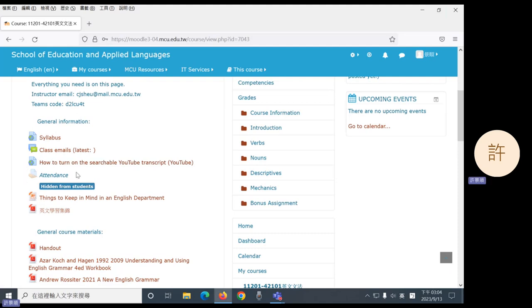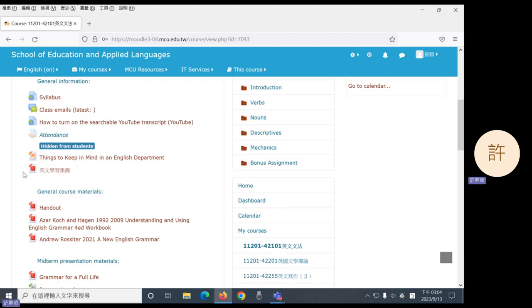This is where I will record your attendance score. You can't see this. It's hidden from you. And then these two, I think, are some useful pieces of information for studying at our department. I will go through the first one later today. The second one you can look at if you have time. It's in Chinese.